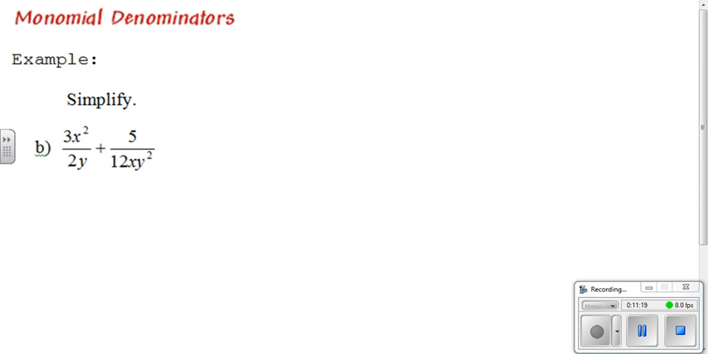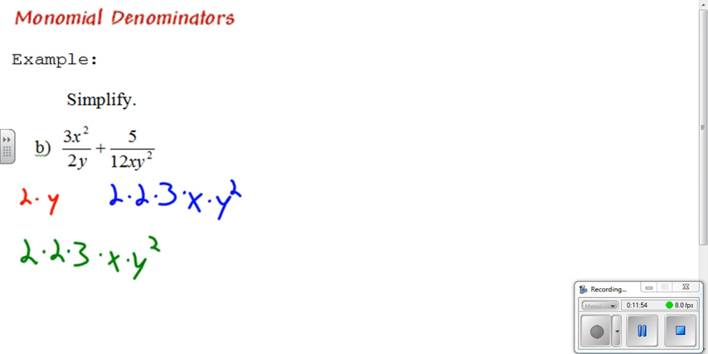All right, let's take a look at this one more time. We've got 3x squared over 2y plus 5 over 12xy squared. Look at our LCM of the denominators. We have 2 and y over here. We have 2 times 3, that's 12, times x times y squared. So it looks like our least common multiple, or our least common denominator, is going to be 2 times 3 times x times y squared, which is actually pretty easy because that just stays as 12xy squared.